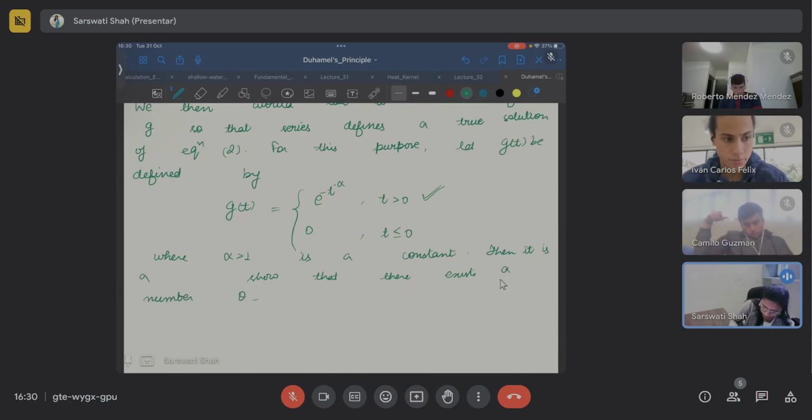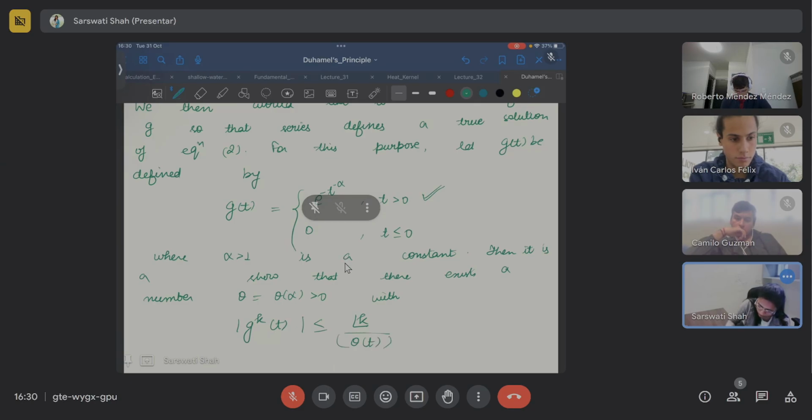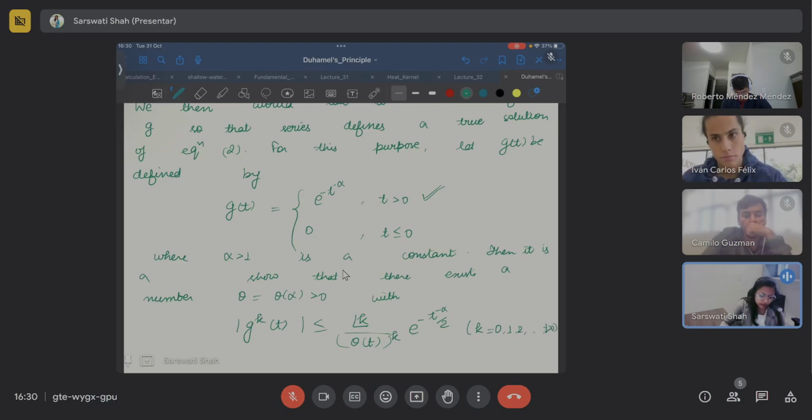There is a number theta equals theta of alpha greater than 0 with the absolute value of g^(k)(t) less than or equal to factorial k times theta to the power k, e to the power minus t to the power minus alpha over 2, for k equals 0, 1, 2, and so on, t greater than 0.